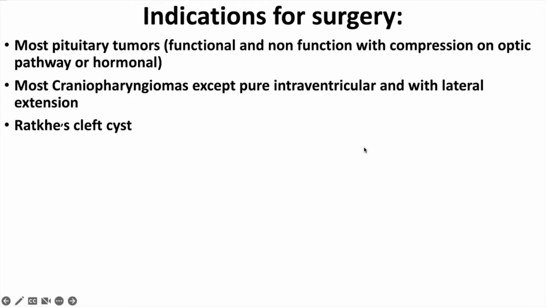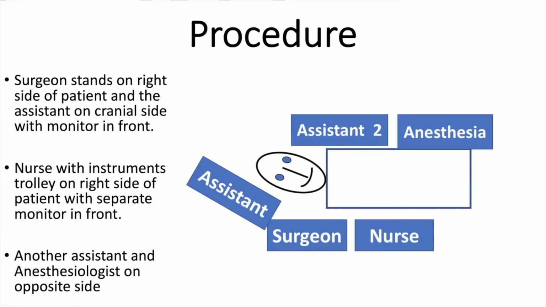Most craniopharyngioma, except pure intraventricular craniopharyngioma and those with lateral extension, lateral to the neurovascular bundles, are difficult to approach transnasally. So one can take a transcranial approach in such cases when the extension is lateral and multi-compartmental. Rathke cyst also is another indication for such surgery.